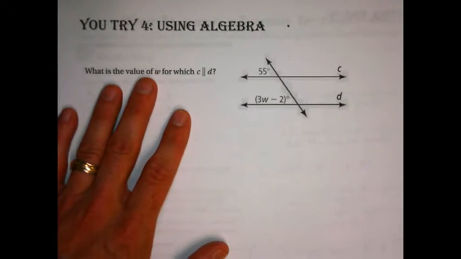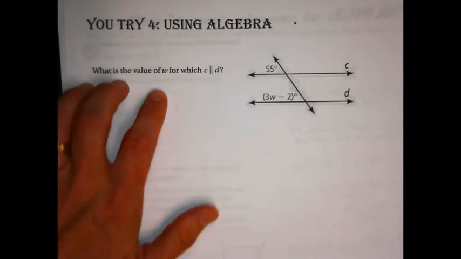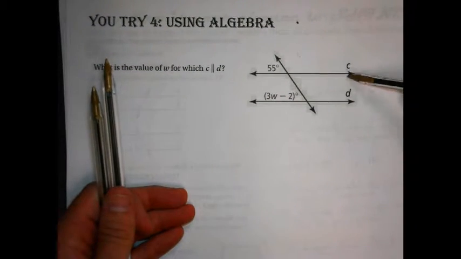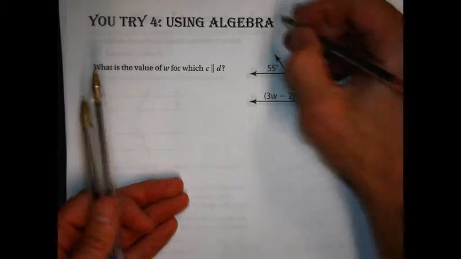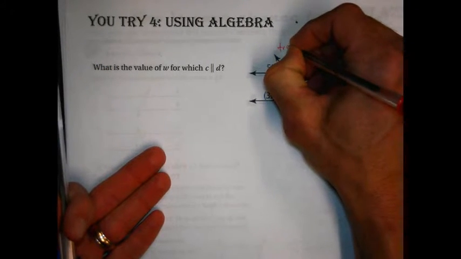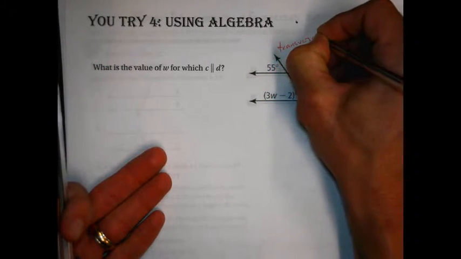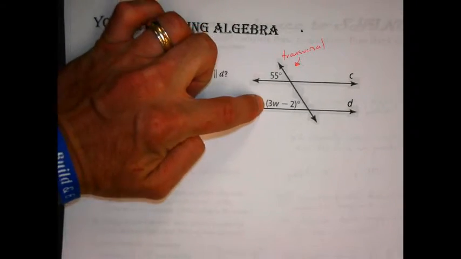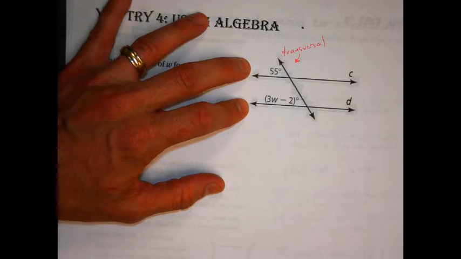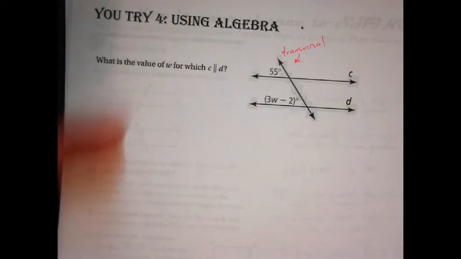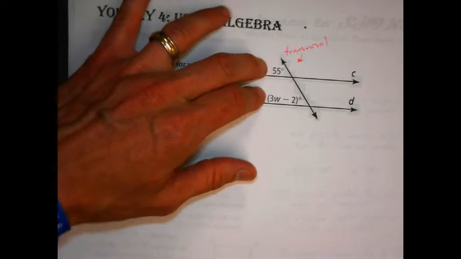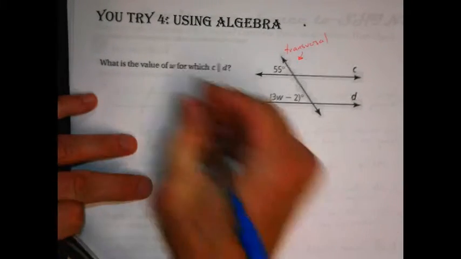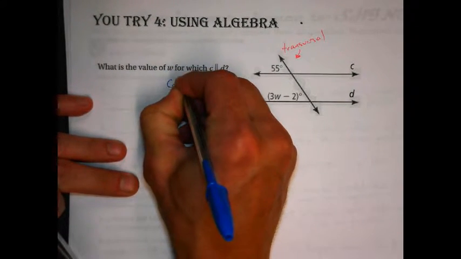It's like the same question, right? What is the value of W for which C is parallel to D? C being parallel to D. Well, notice this is the transversal here. Okay, so if we have the transversal here, what would that mean about 55 and 3W minus 2? Okay, if we're going to establish that these are parallel, then we have to establish that these two angles are congruent because they are corresponding. Okay, so these are corresponding angles, right?